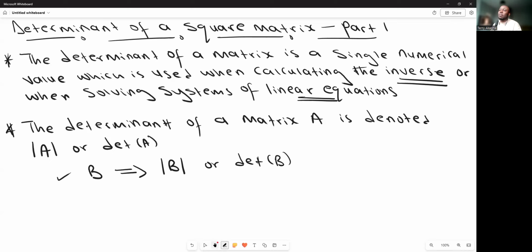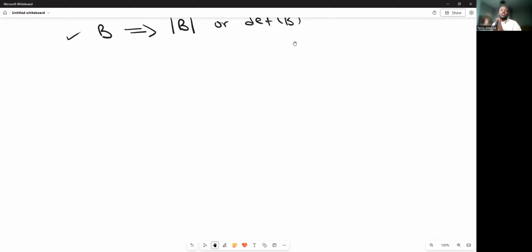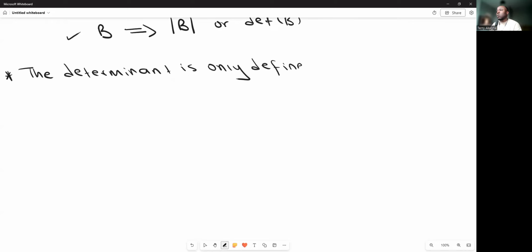But one thing I need you to keep in mind, and you should not forget, is that we only use determinants for square matrices. I've talked about square matrices: a square matrix is a matrix that has the same number of rows and columns, okay? So something you need to keep in mind. The determinant is only defined for square matrices.